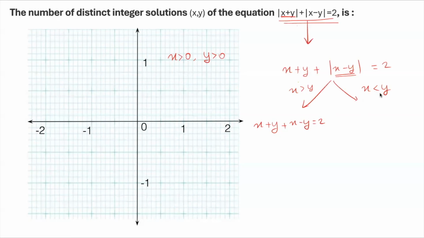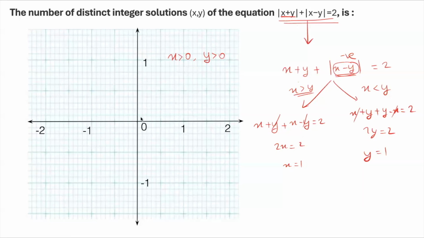But if x is less than y, x minus y would be a negative value, and mod of a negative number is minus of that number, right? So x plus y plus minus of x minus y will be 2y. This will be equal to 2. Further, we can simplify this as 2x equal to 2 and x is equal to 1. And in the second equation, we can cancel out x and say 2y will be 2, or y will be equal to 1. For reference, I'll draw the line x is equal to y.